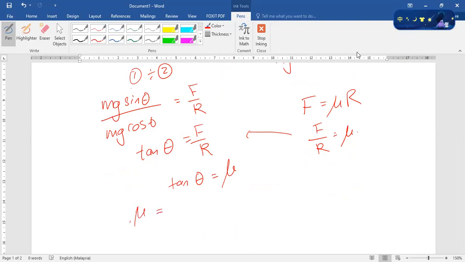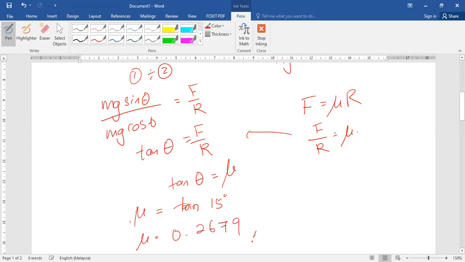this means mu is equal to tan 15 degrees. So tan 15 is equal to how much? We get 0.26794. So that means mu is equal to 0.2679 without any unit, because it is a constant. That means this mu s is the coefficient of static friction. So it's just a constant.